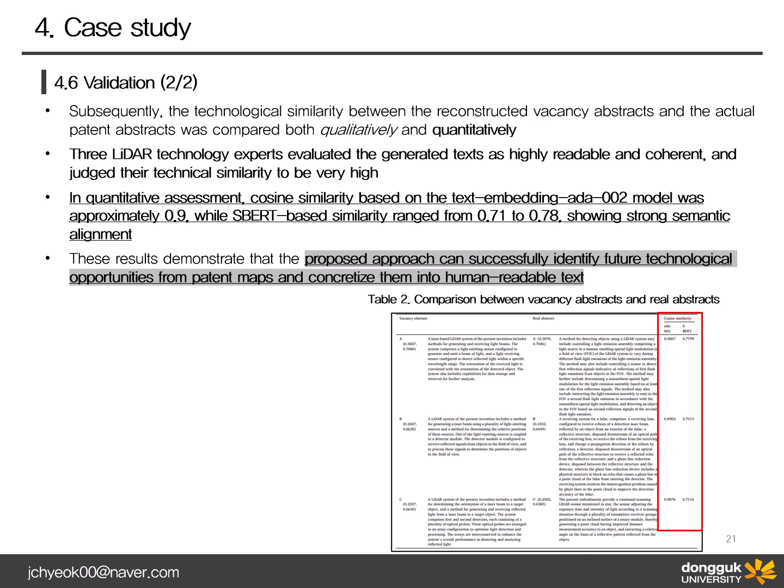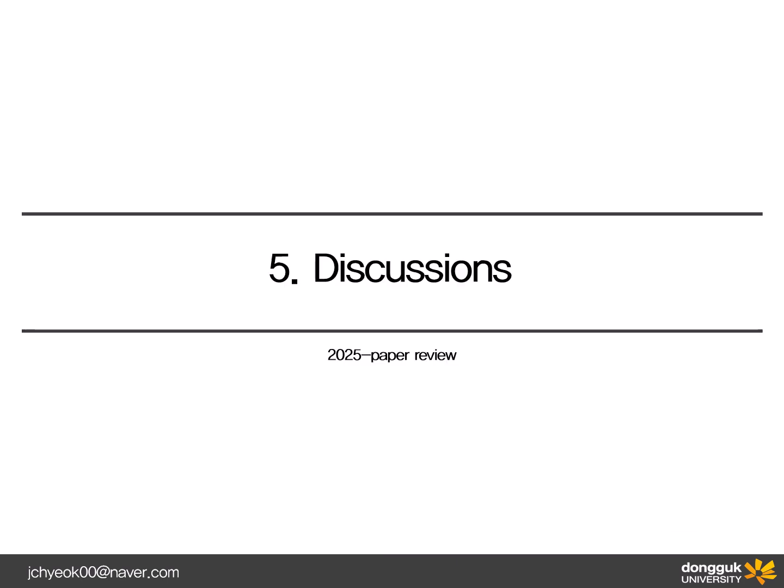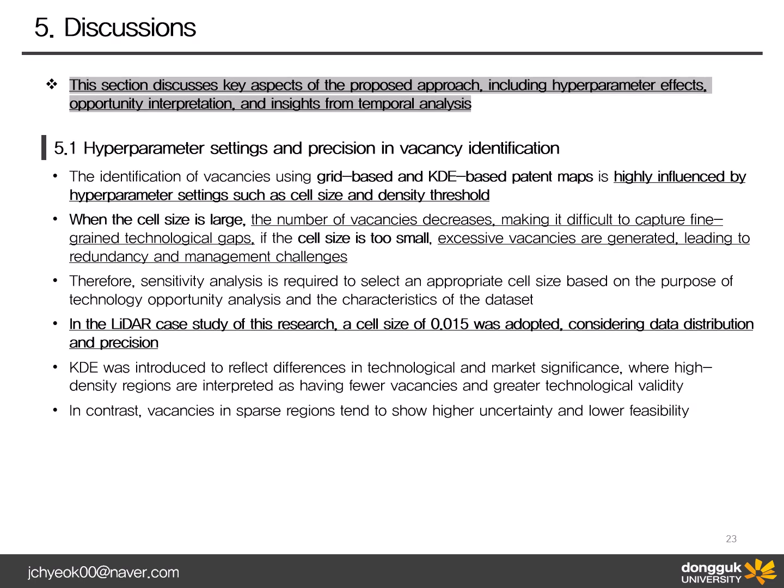This result demonstrates that the proposed approach can successfully identify future technological opportunities from the patent map and concretize them into human-readable text. The discussion stage. This section discusses the influence of hyperparameter selection, the interpretation of identified opportunity types, and the insights gained through temporal dynamic analysis of the proposed approach.